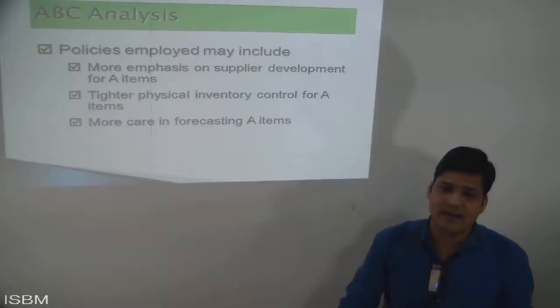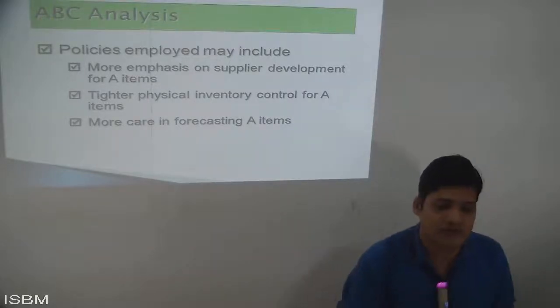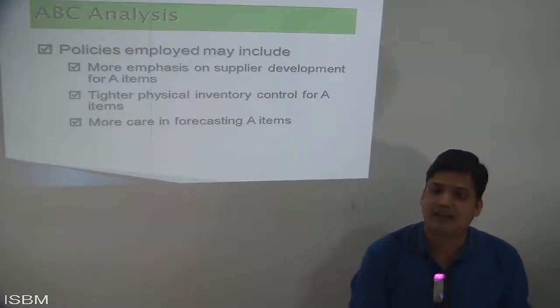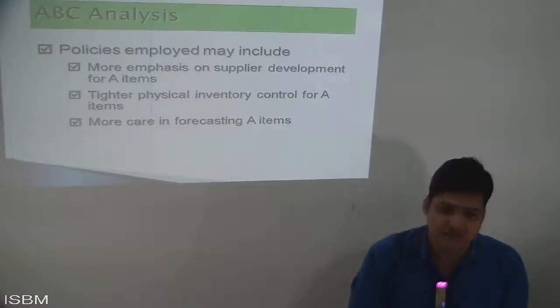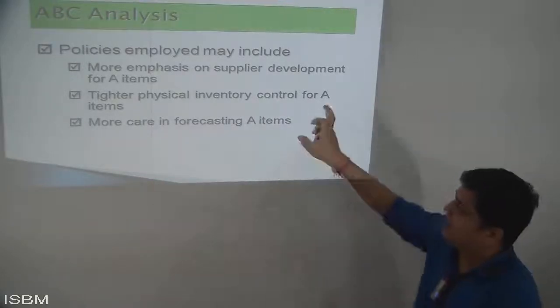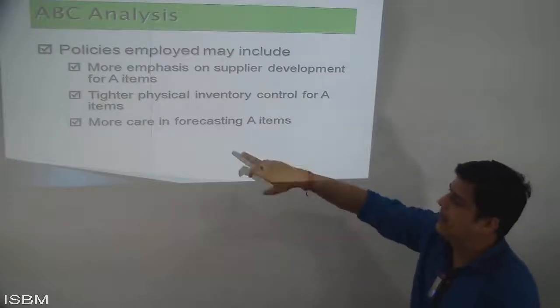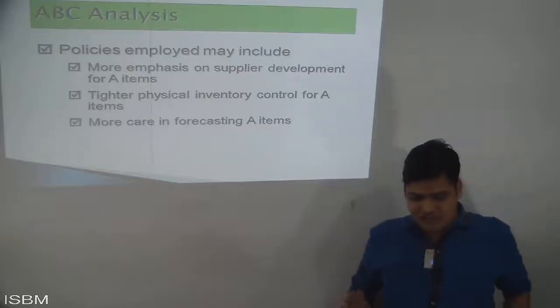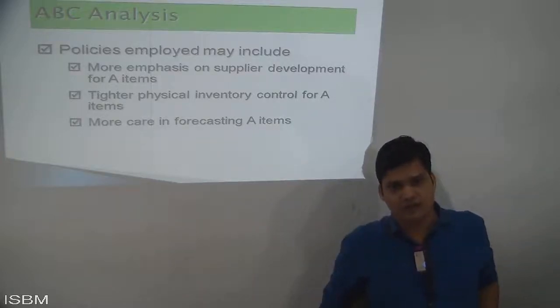Policies employed may include, you can also see, more emphasis on supplier development, and tighter physical inventory control for A items. If the item type is A, we require more physical inventory and more care in forecasting A items. Where demand is more, we have to take more care.